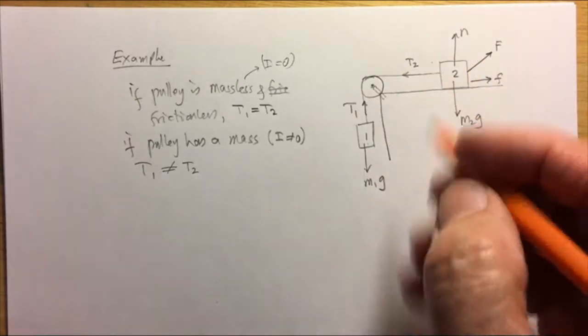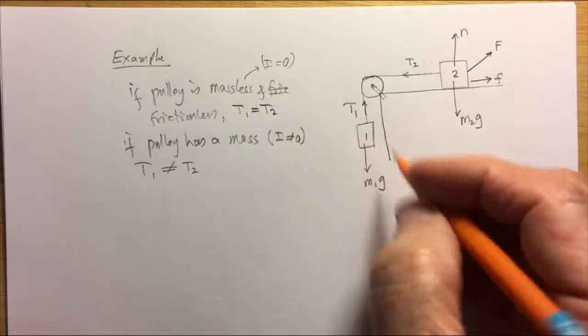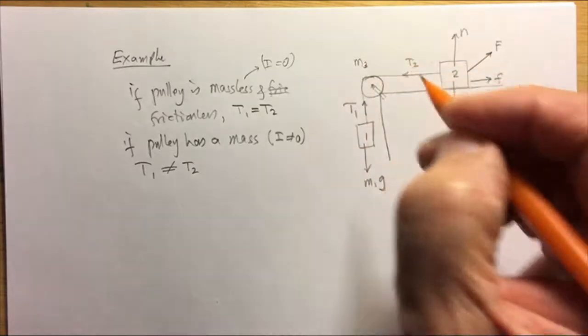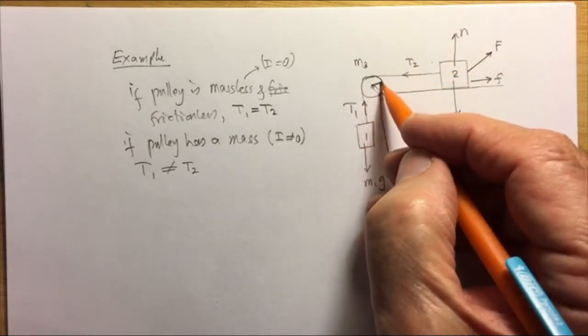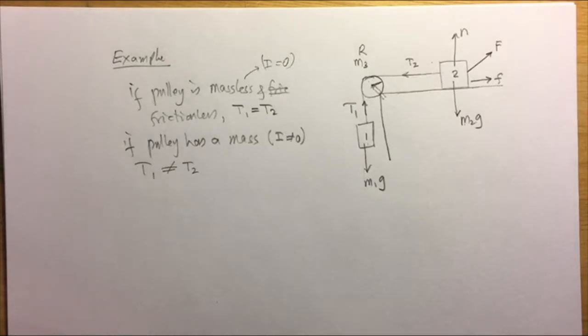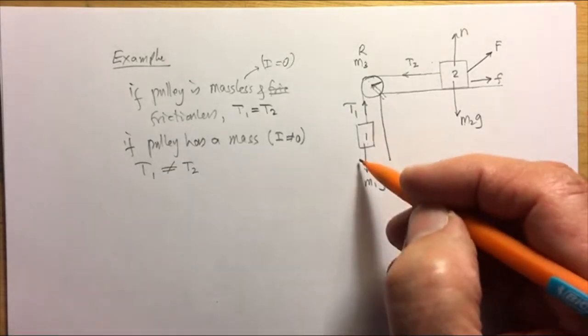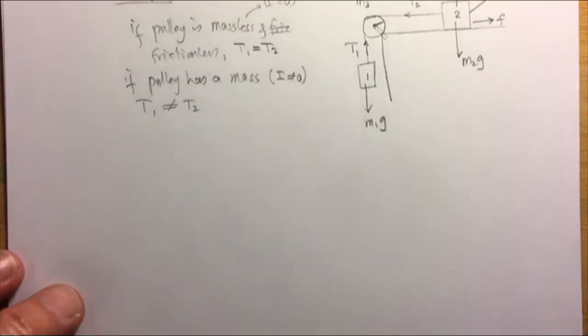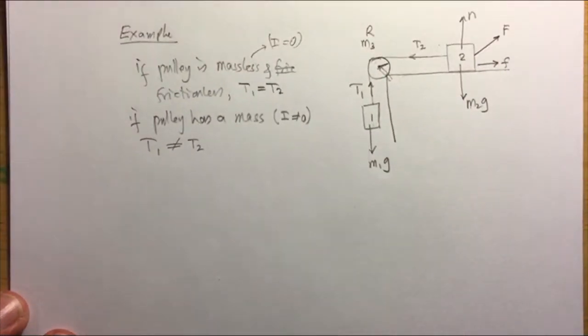So let's say the mass of M1 is M1, and mass of M2 is M2, and mass of the pulley is M3, and the radius of the pulley is R. And now when we release it, we'll write the equation and see what happened, and we'll add some numbers.